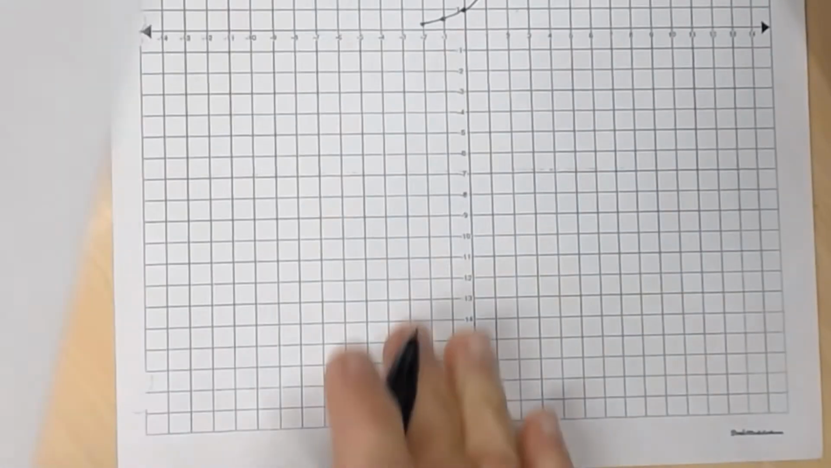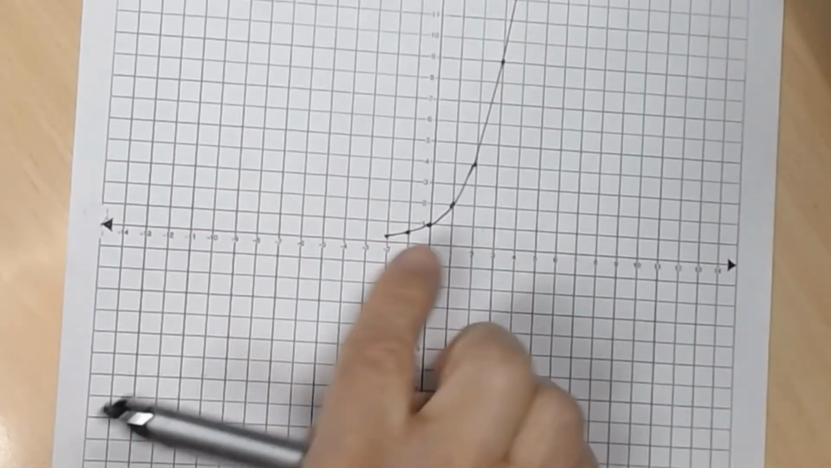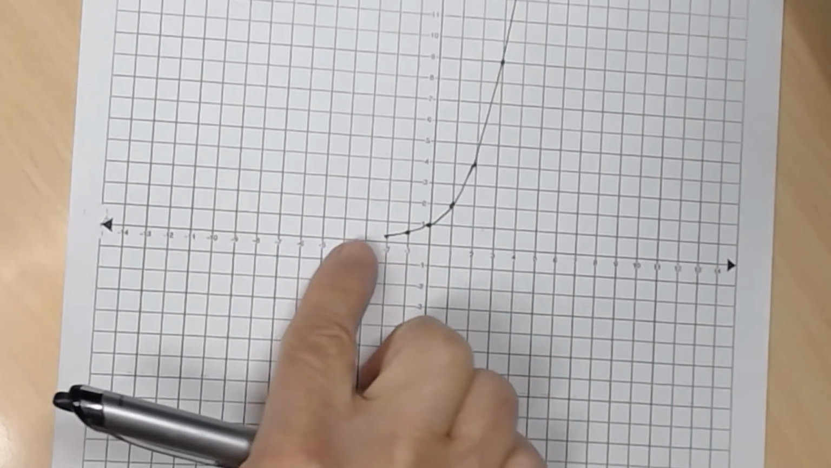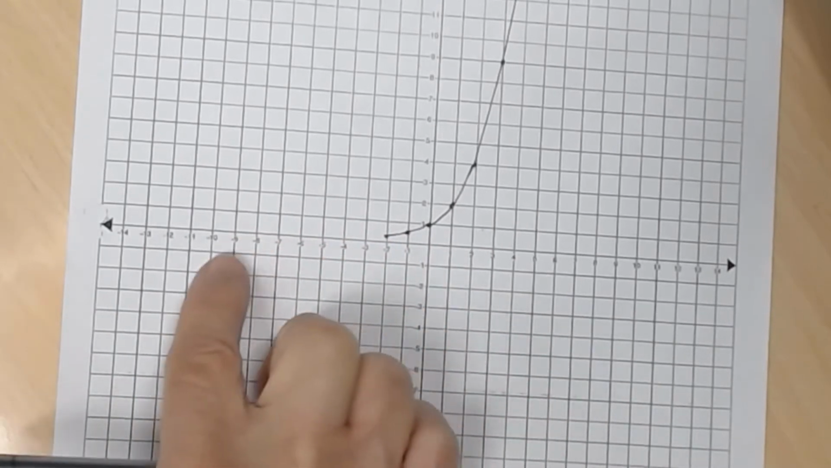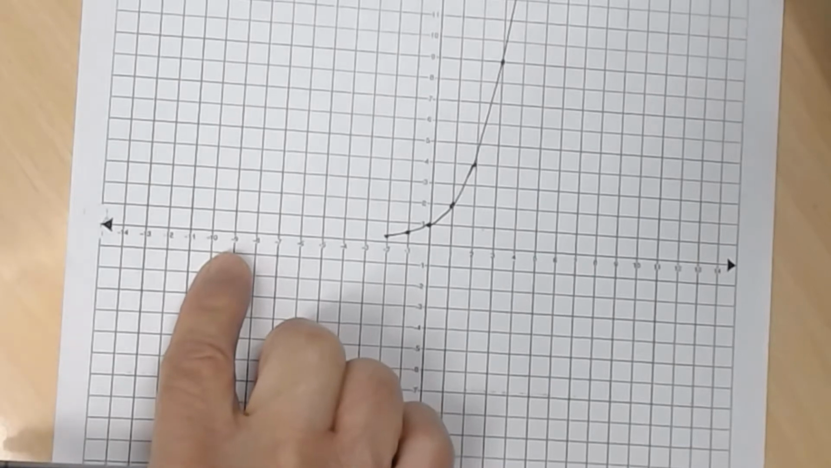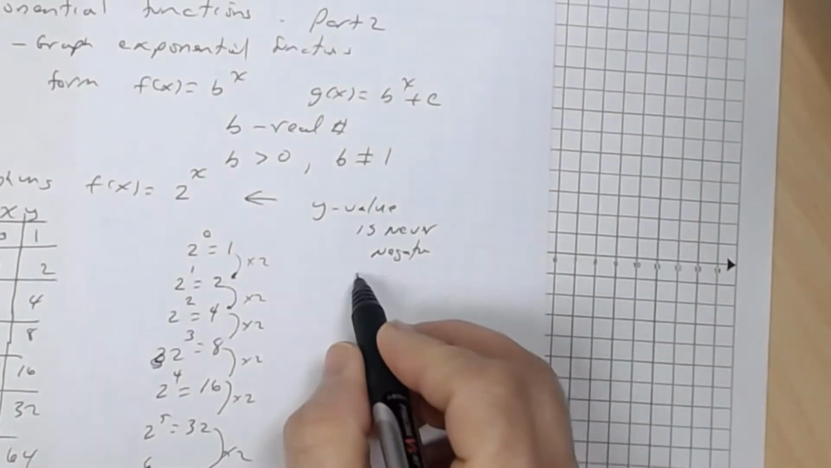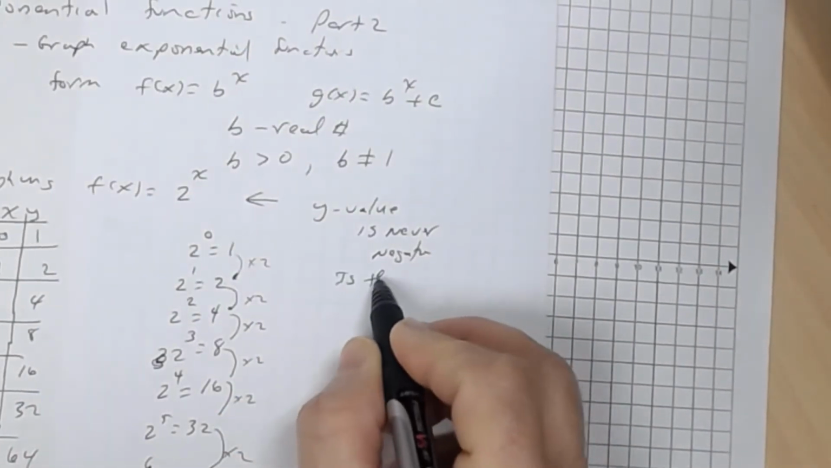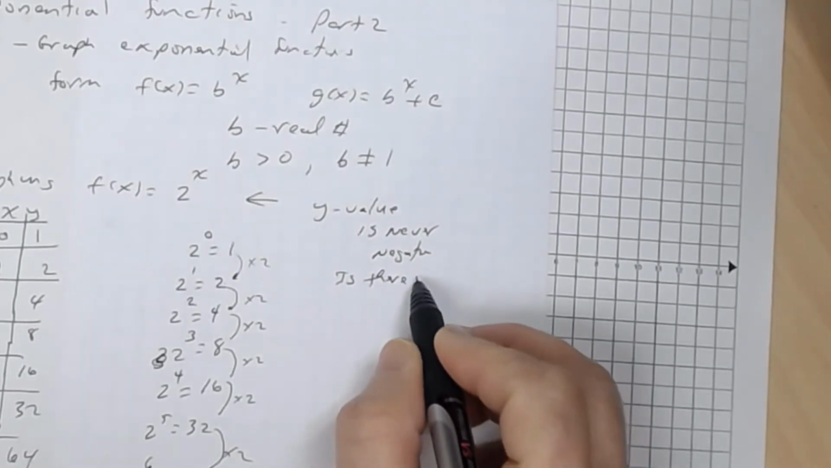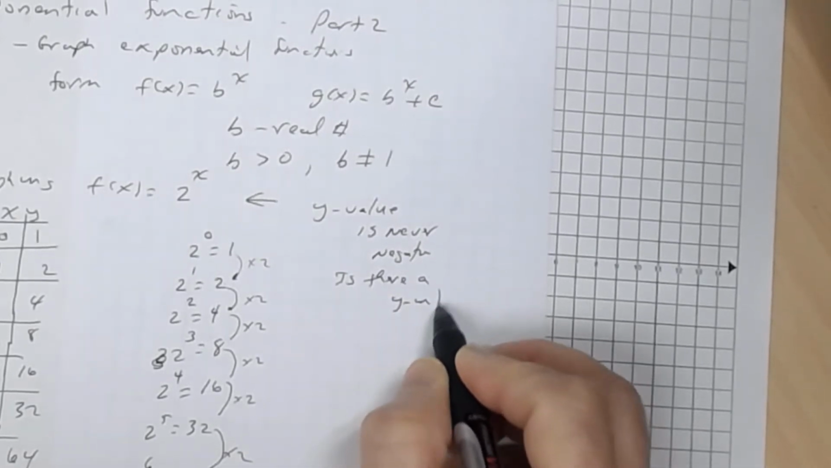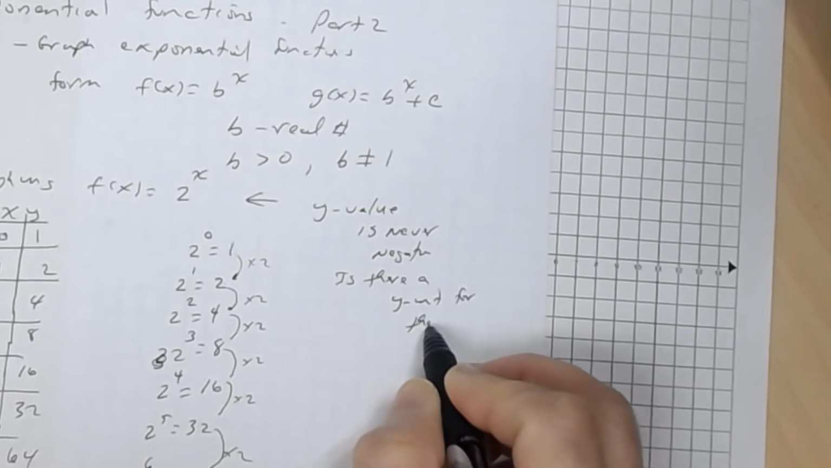All right, so as we graph this, as we go further this way, I want you to notice that it's not going to cross the x-axis. Now, my next question is this, and that's going to be our discussion: is there a y-intercept for this function?